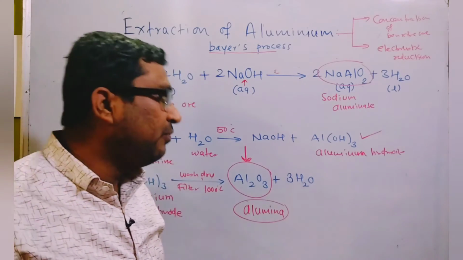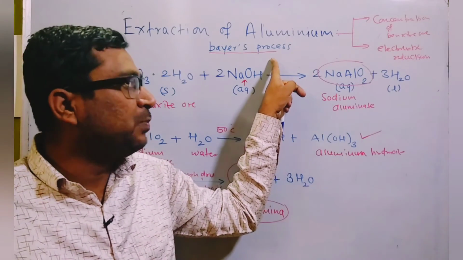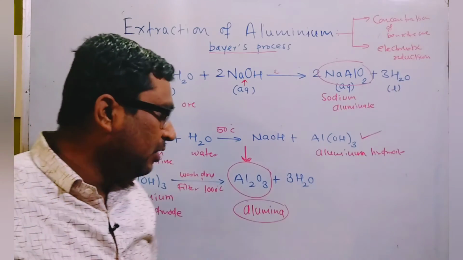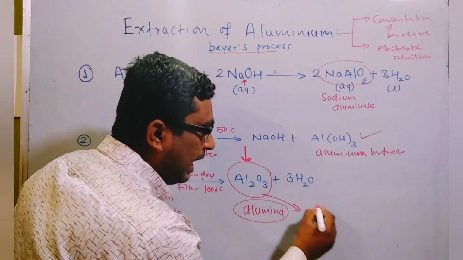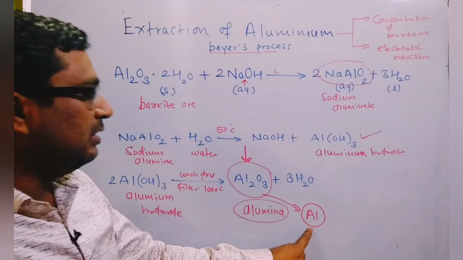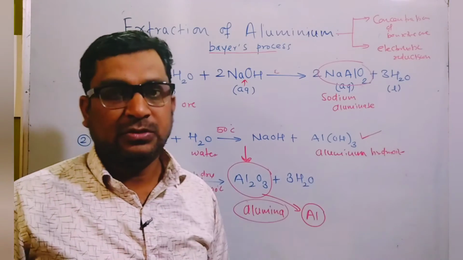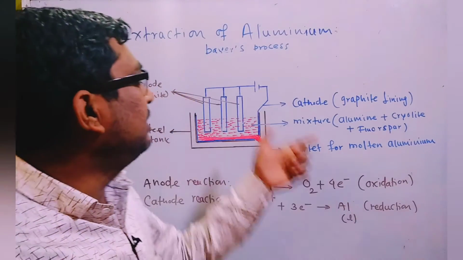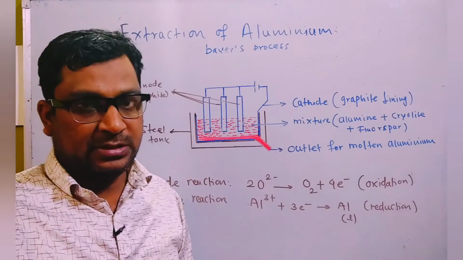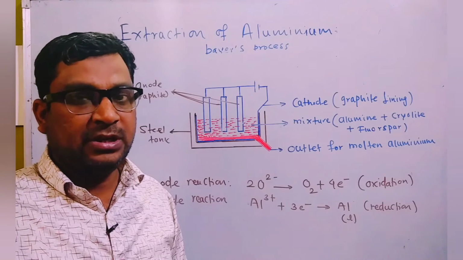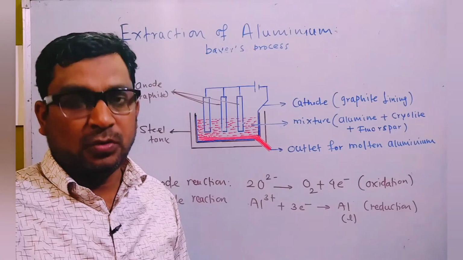Let's see the diagram for the second stage of the extraction of aluminium using the Bayer process. It is called electrolytic reduction. For this we have the alumina, and from this alumina finally we get aluminium, and this is the extraction of aluminium. Now this is the second stage, called electrolytic reduction of alumina, because through the first stage, the concentration of bauxite ore, we got alumina as an output.